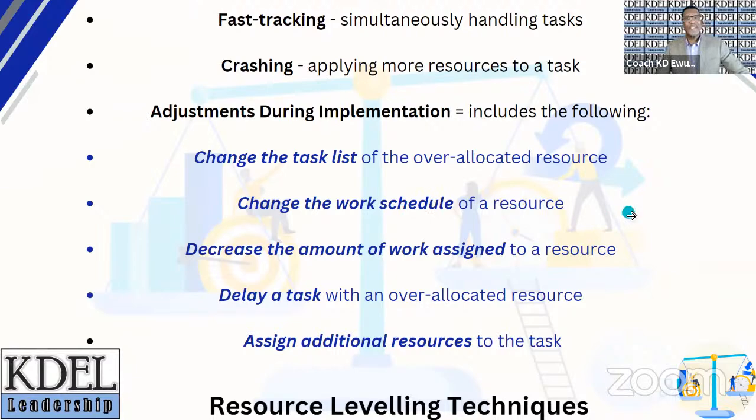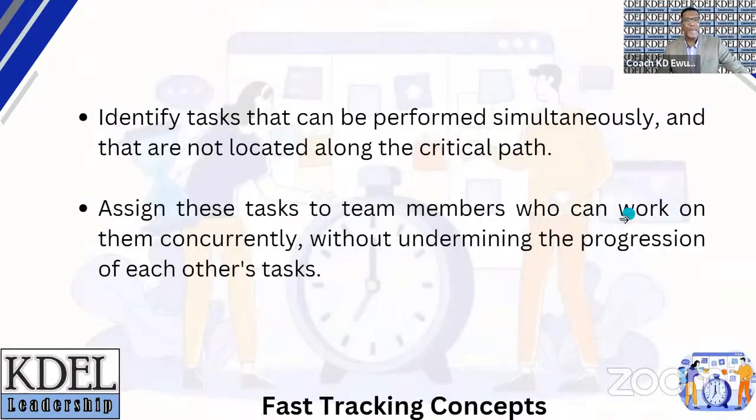All right, now we've looked at resource leveling, the basis of resource leveling. Let's delve a little bit more into fast tracking. Let's look at things from the fast tracking perspective, okay? The fast tracking process begins with identifying tasks that can be performed simultaneously. This translates to tasks that do not lie along the critical path.